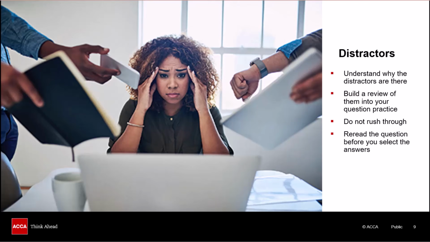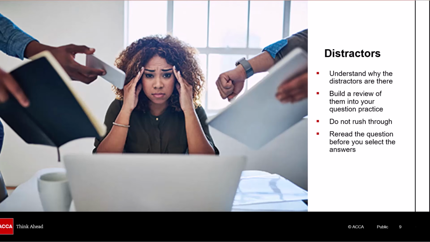Do not rush through, therefore. Going through systematically and calmly will mean that you're more likely to pick the right answer and not miss out a step. You must reread the question before you select the answers. That is very important because you may spot something that you missed before, and that will stop you selecting the incorrect answer and revise your understanding or calculations to get the correct one.